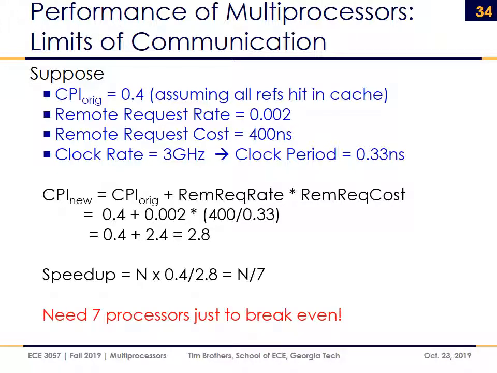Speed up is n divided by 7. So in order to even break even on the overhead of creating a parallel process, we're going to need 7 processors just to be able to break even, because we have to now distribute the data amongst multiple processors.